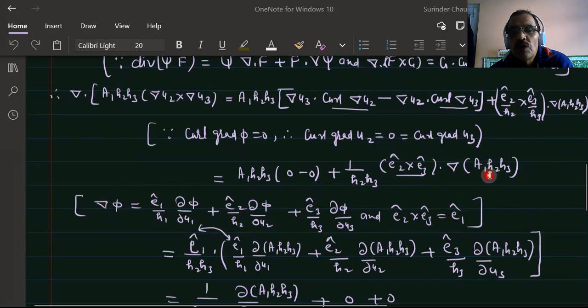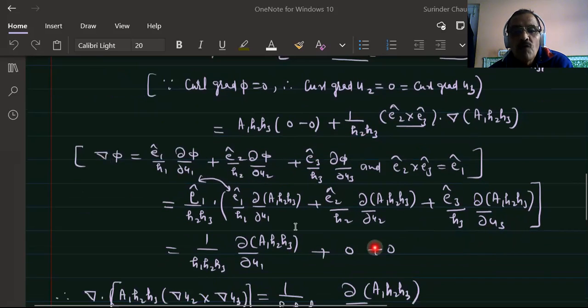Now in place of phi it is h1 a1. You have to find the value of this, equal to h1 a1 h2 h3. Substitute a1 h2 h3 in place of phi. Right? And substitute this value of del phi here. This will become e1 upon h2 h3 dot this one. Now find the dot product of these vectors: e dot e is equal to 1. Other components 0. So we are left with 1 upon h1 h2 h3.